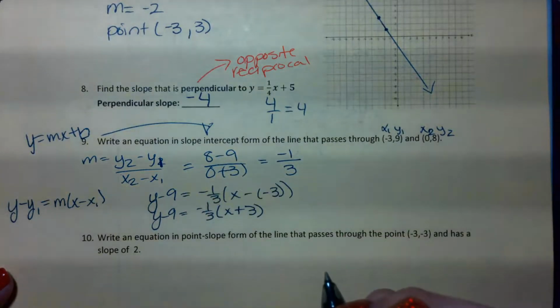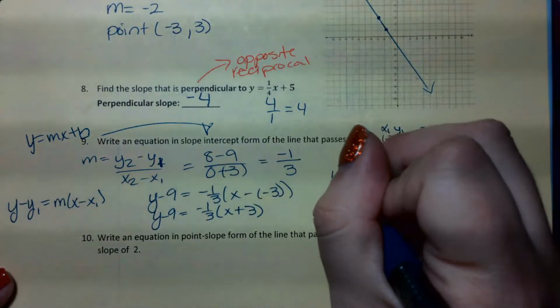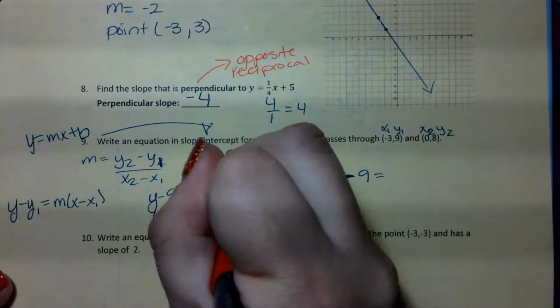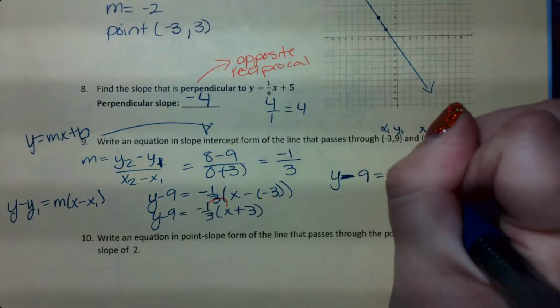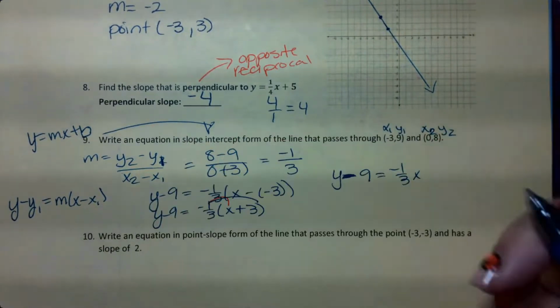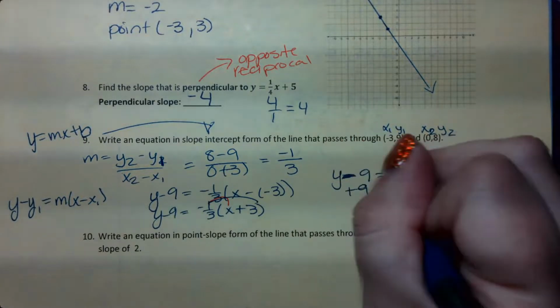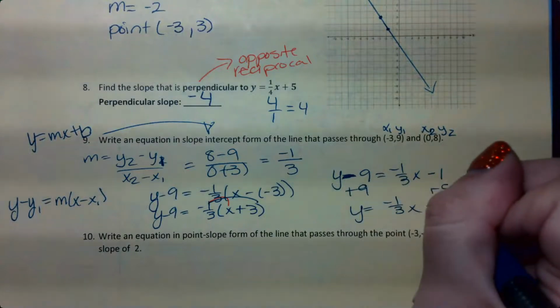Then I want to go ahead and distribute that negative 1/3. So I have y minus 9. Distributing this negative 1/3, I have negative 1/3 x, and then negative 1/3 times 3 is negative 1. When I add the 9 to both sides, I have y equals negative 1/3 x plus 8.